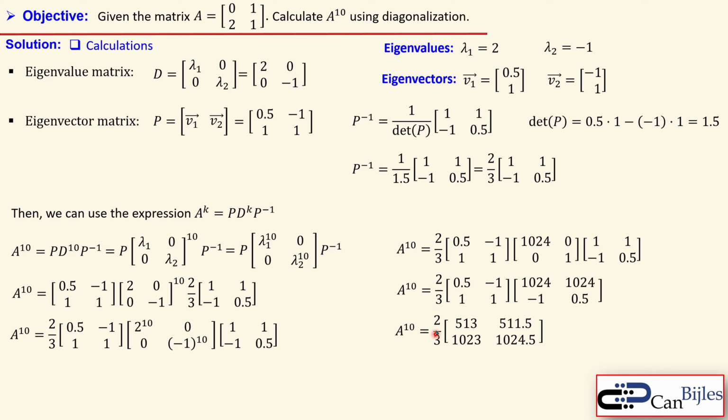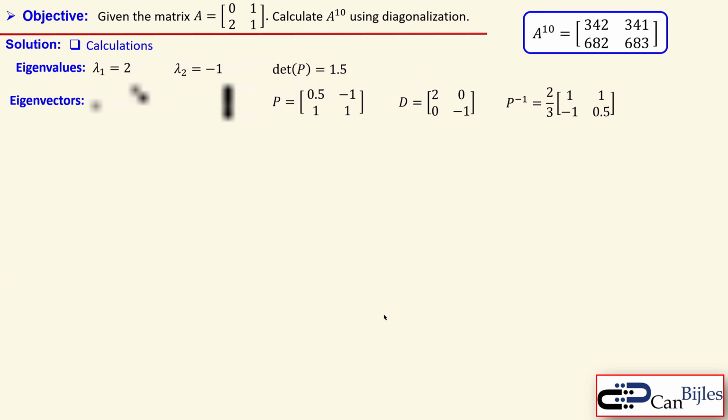Now you will process this 2 over 3 with these four values, and you will end up with this matrix, which is then 8 to the power 10. Now this is indeed the value we need to have for this example. Okay, let's bring everything together here: eigenvalues, eigenvectors, determinant of the matrix P, the eigenvector matrix, eigenvalue matrix, the inverse of this matrix P, and this is the end result for 8 to the power 10.